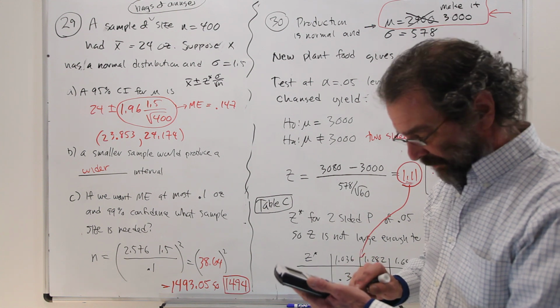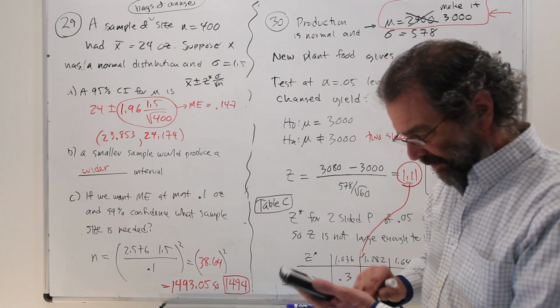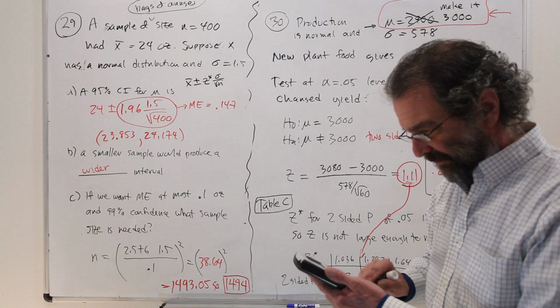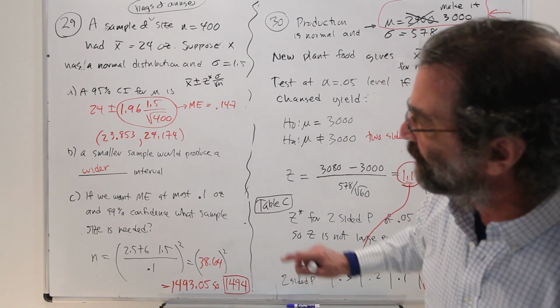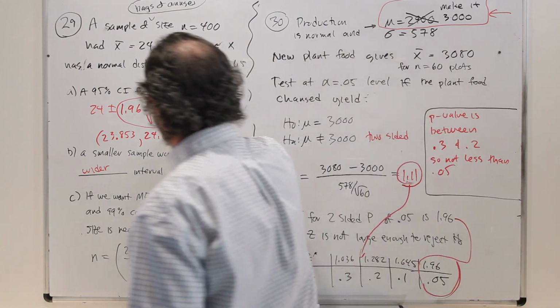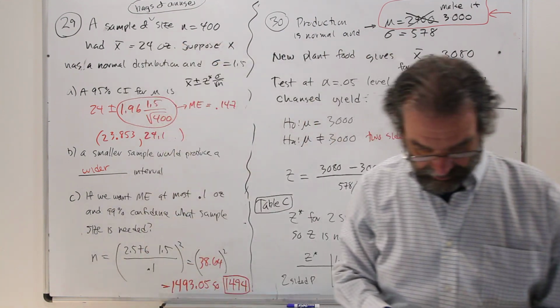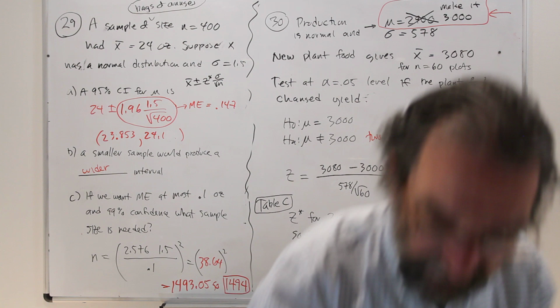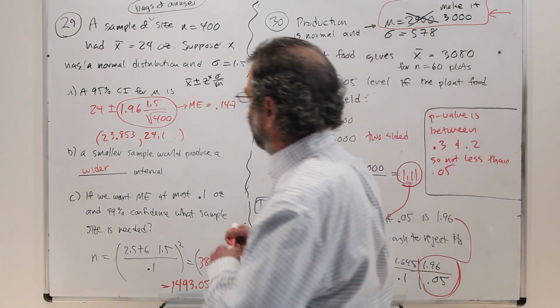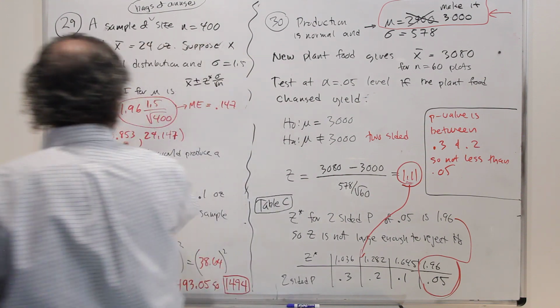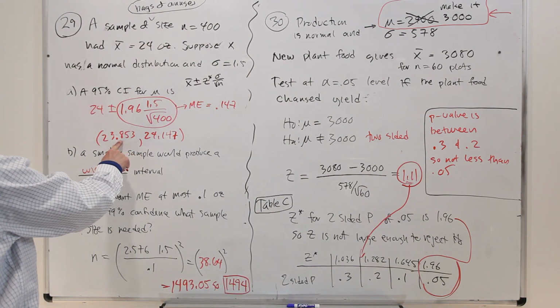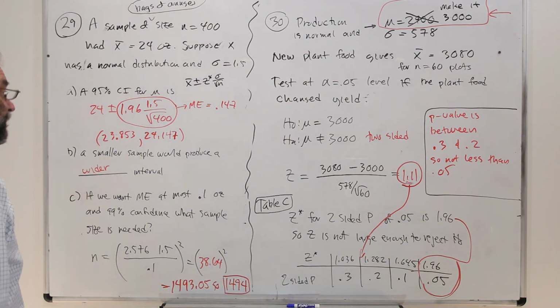1.96 times 1.5 divided by 400 to the 0.5 gives 1.47. So this must be 1.47. Oh yeah, it is. Okay. So that's a good way to double check. So the interval is 1.47 above 24 and 1.47 below. If I add 1.47 to this, I should get 24, which I do.